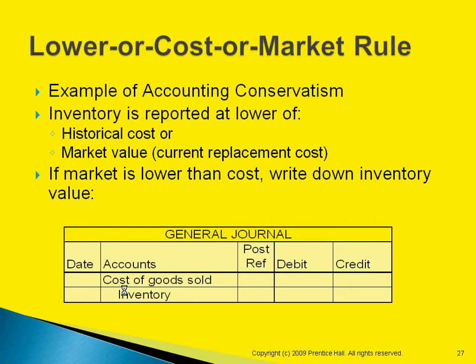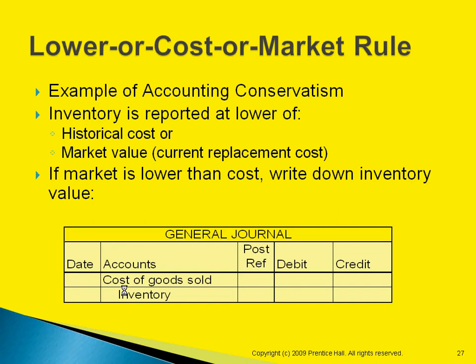Inventory is required to be reported at its historical cost or market value, which is the same as the current replacement cost. Historical cost, which is what we actually paid for it, or its current market value, whichever is lower. If the current market replacement cost is lower than its historic cost, we write the inventory down. How do we do that? We debit the cost of goods sold, we credit the inventory.